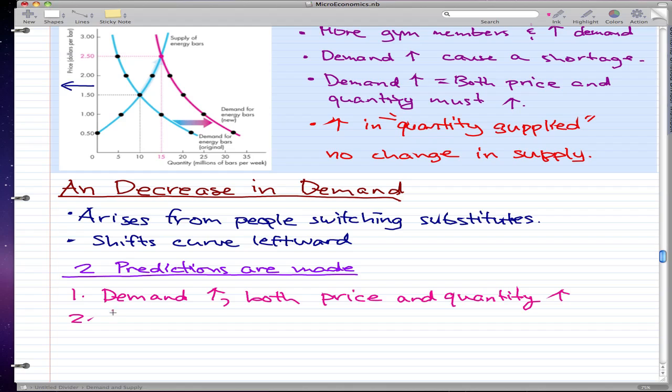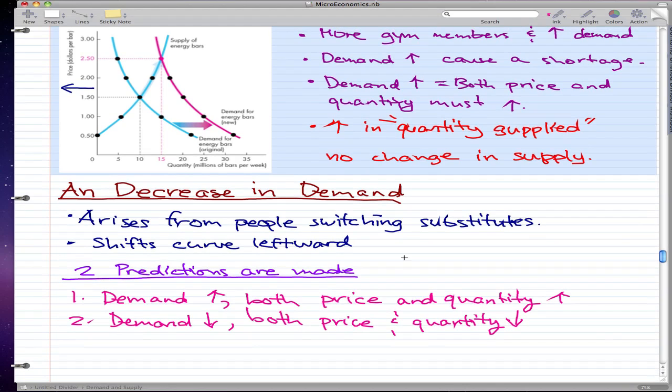And when demand decreases, both price and quantity decrease. We saw this happen when we were going through our increase in demand curve. When we increased our demand, both the price and quantity increased. So it's fairly intuitive that when our demand decreases, both our price and quantity also decrease.